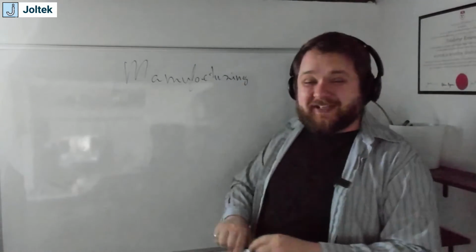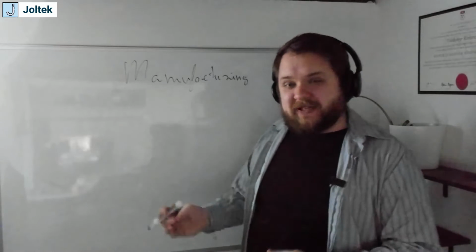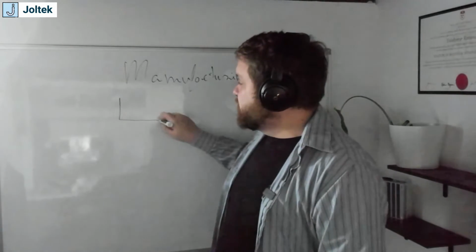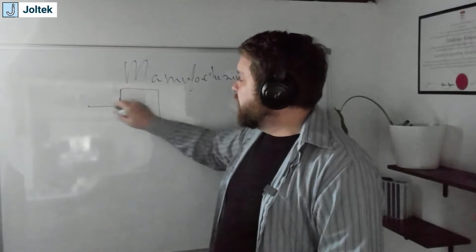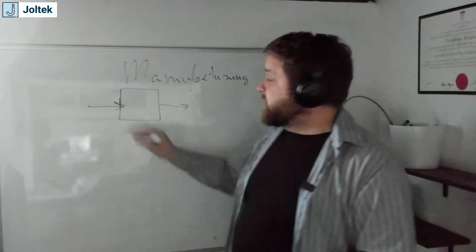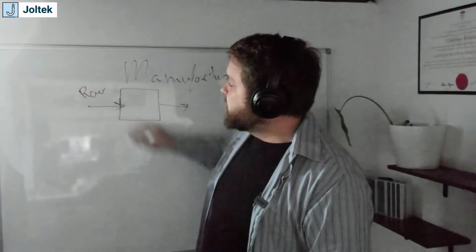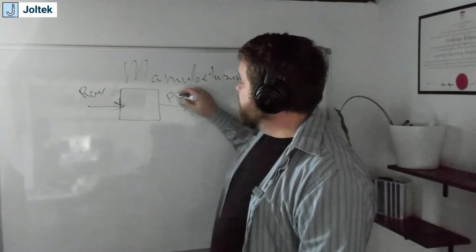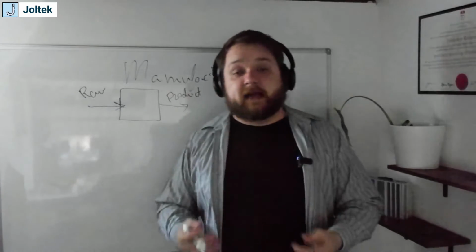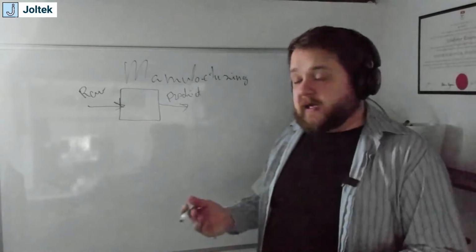So manufacturing is ultimately going to take raw materials and transform them into a finished good. I'm going to draw this black box, which takes an input and spits out an output. Like I said, this is going to be your raw materials, and this is going to be your product or finished goods. But the story doesn't necessarily end there. It's a lot more complex than that, as you can imagine.